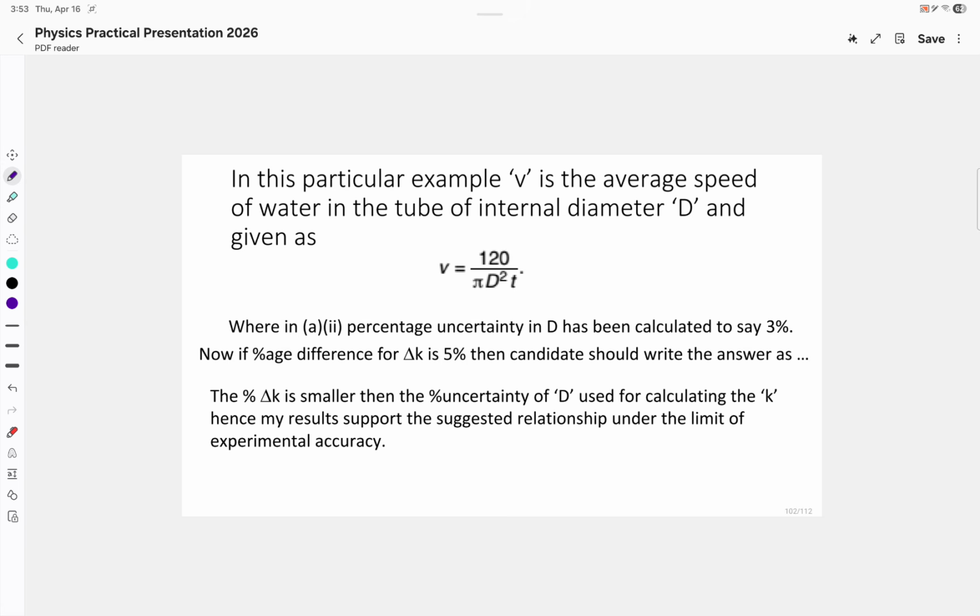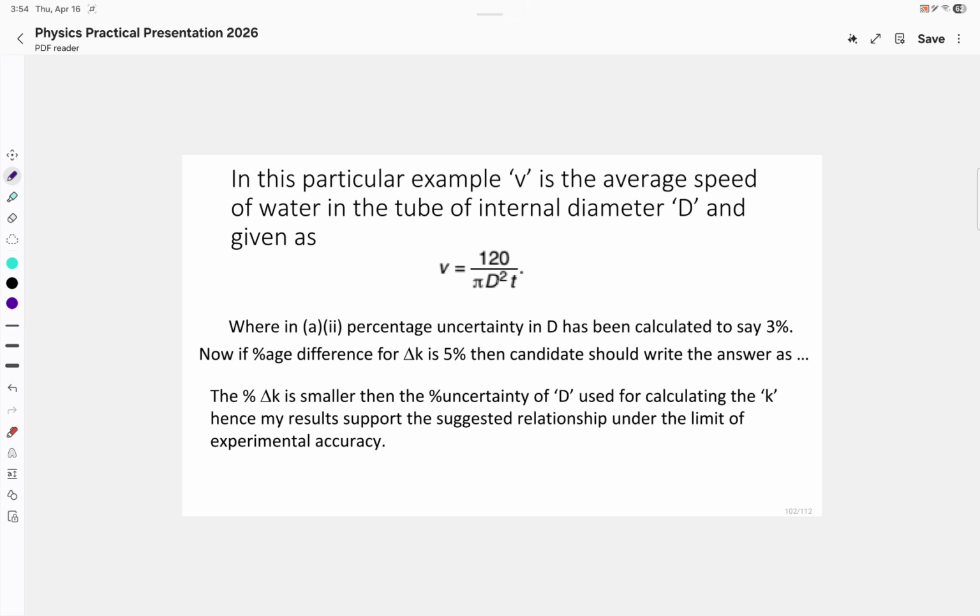Sorry, not smaller. I must have made a mistake here. The delta k difference is greater than the percentage uncertainty of d. Oh, okay. Why is it smaller? I got it. No, it's correct.